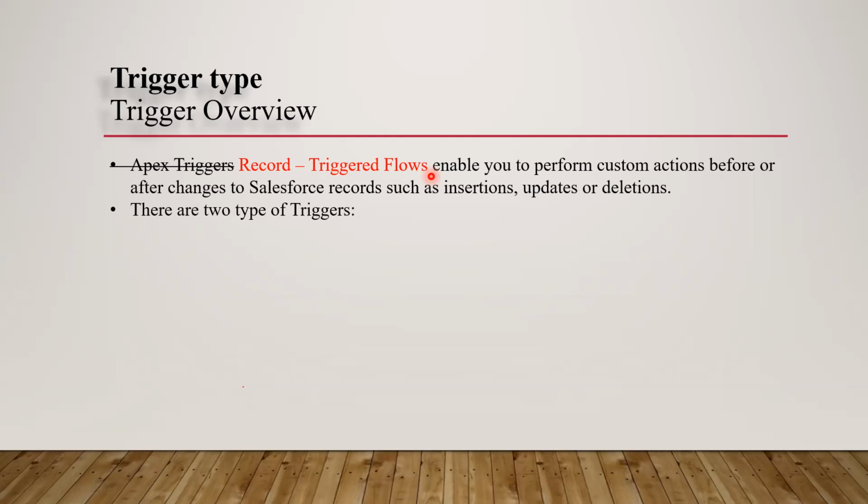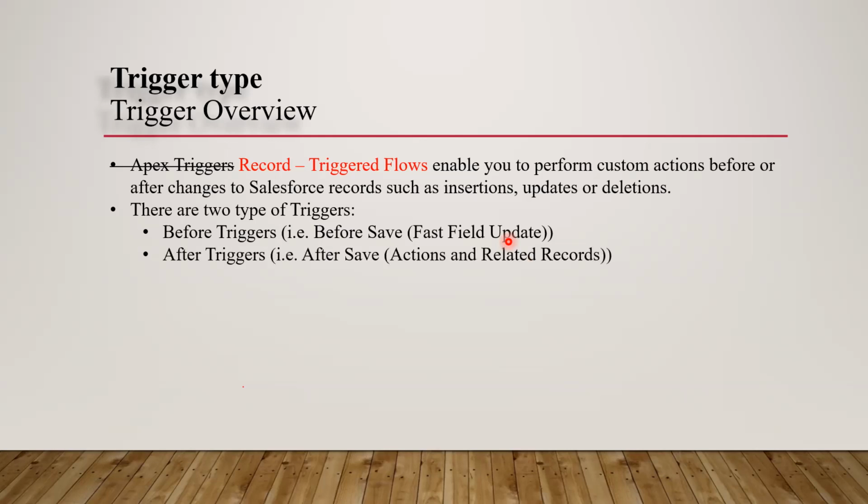Now, as I told you, there are two types of record trigger flow. The first one is called before triggers, that is nothing but before save. In flow, you will find it written as fast field update, at the last, when you are trying to mention the entry condition. So when you see fast field update, always keep in mind that it is talking about before trigger or before save. And the second type is after triggers or after save.